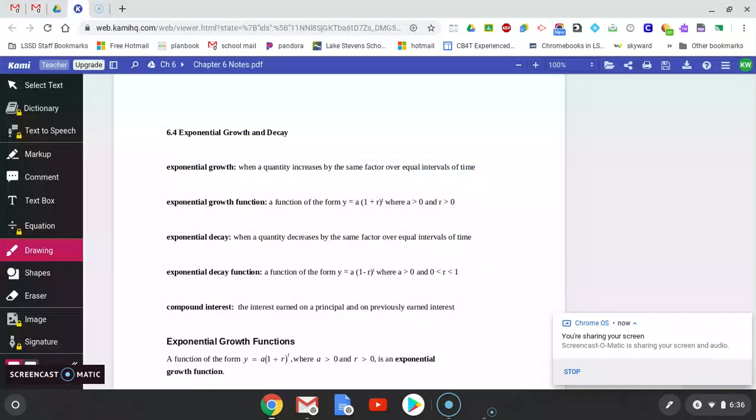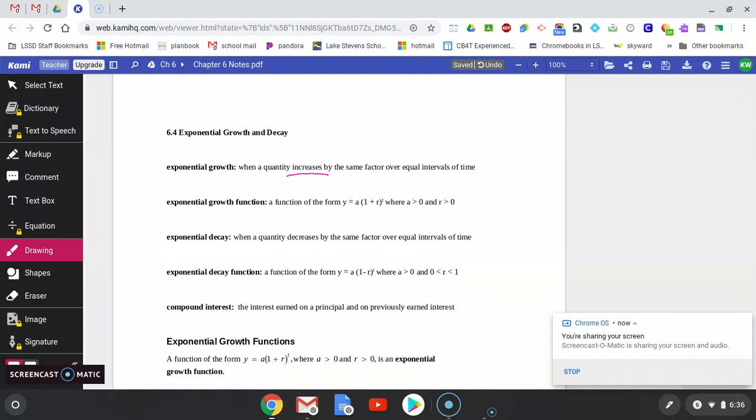Okay, so today we're moving on to 6.4, looking at exponential growth and decay. Exponential growth and exponential decay are two types of exponential equations that we'll be looking at. Exponential growth is going to be when the quantity is increasing by the same factor. In other words, it's a multiplication pattern by a number bigger than 1.